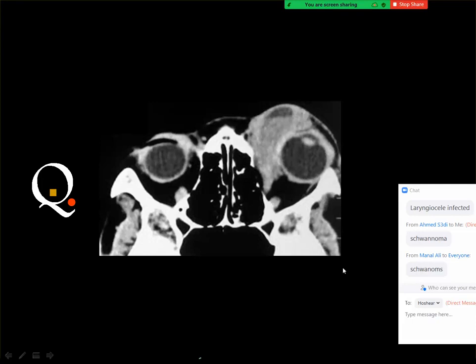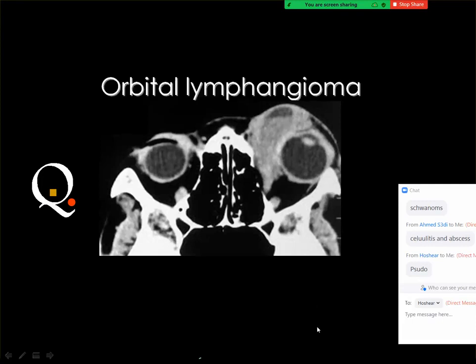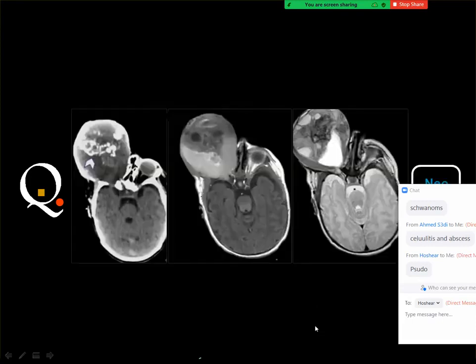Yes, what do you think? Cellulitis with abscess, actually you see that the fat planes very near to the lesion are quite clear. Then you should see this fluid level, and you know that this is lymphangioma of the orbit. In a child with a big lesion inside the orbit showing multiple or single fluid levels, then you consider the possibility of lymphangioma, and this was orbital lymphangioma.